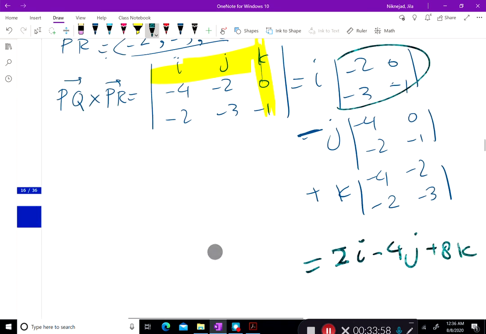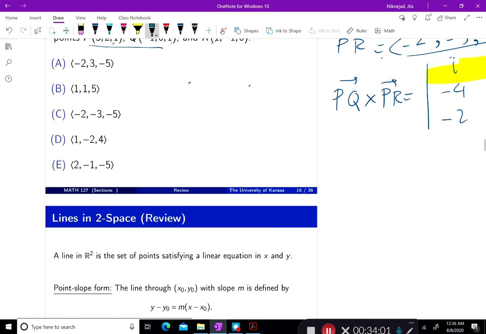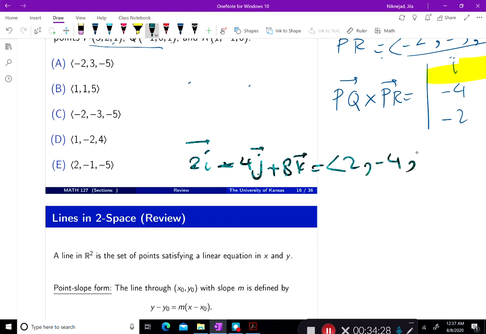And so let's compare to the vectors that we have. So what was the vector we found? 2I plus -4J plus 8K, right? Let me first of all write it. This 2 goes as the first component. What multiplies J goes as the second component. What multiplies K goes as the third component. So that's the other way of writing it.